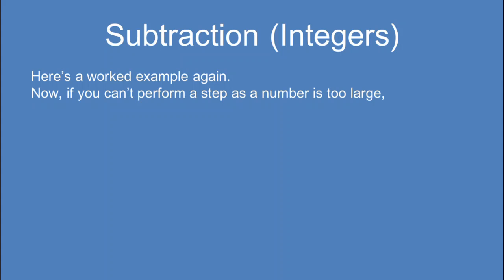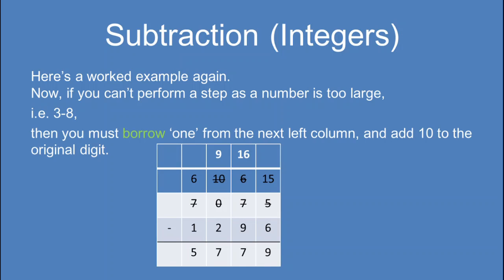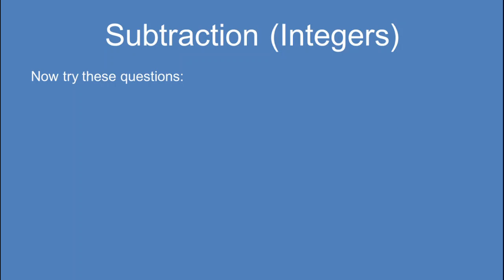Here is another worked example again. Now, if you can't perform a step as a number is too large, like 3 minus 8, then you must borrow 1 from the next left column, and add 10 to the original digit. Now try these questions. Question 1, 10,057 minus 8,259. Question 2, 11,013 minus 2,207.